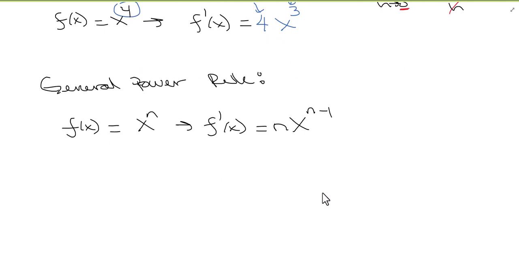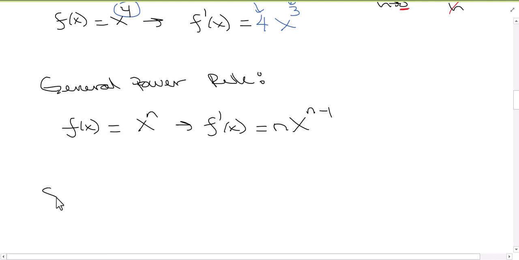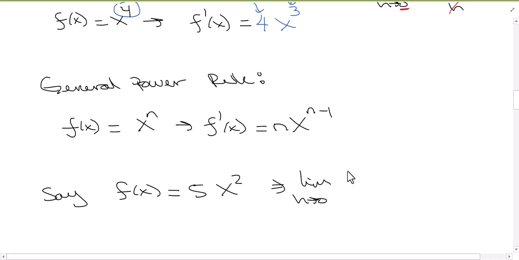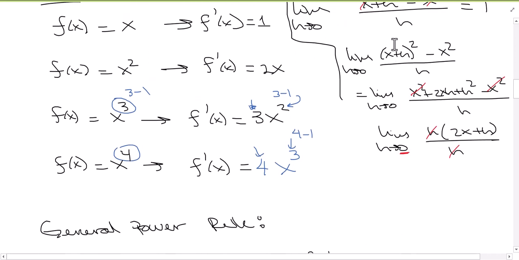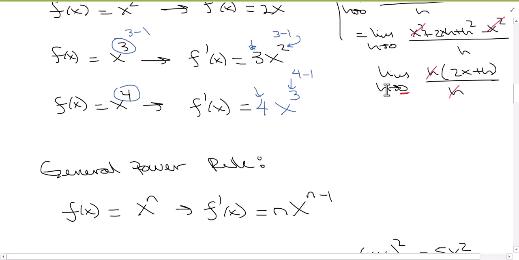Now, what if you had a constant in the front? Say f of x is equal to 5 times x squared. What will this be? We can try it with the definition. The limit as h goes to 0, you're going to have 5 times x plus h squared minus f of x, minus 5x squared. So it's essentially the same work that we did above. It's just that I'm going to have that 5 out front.